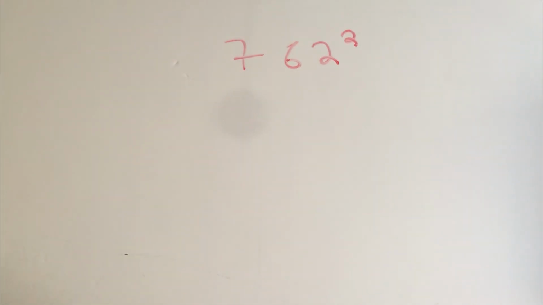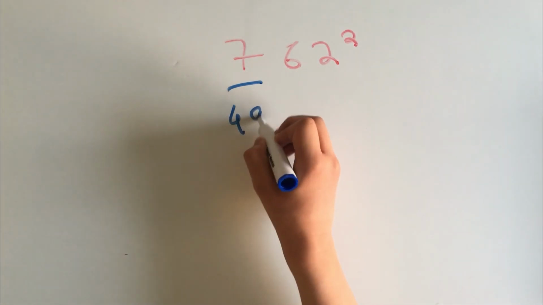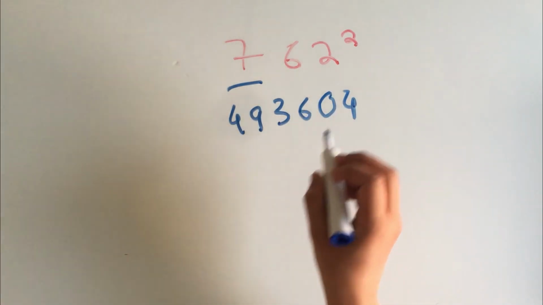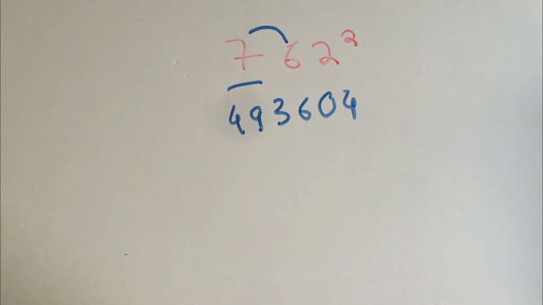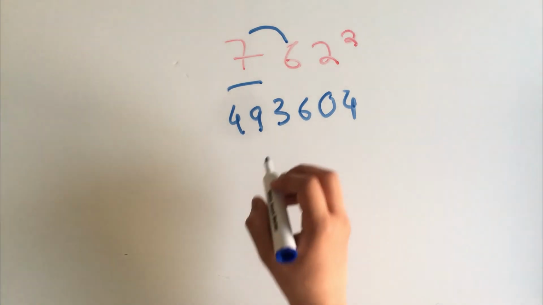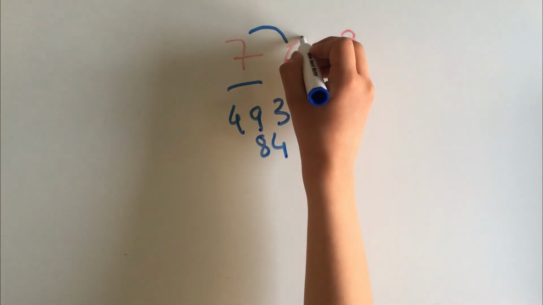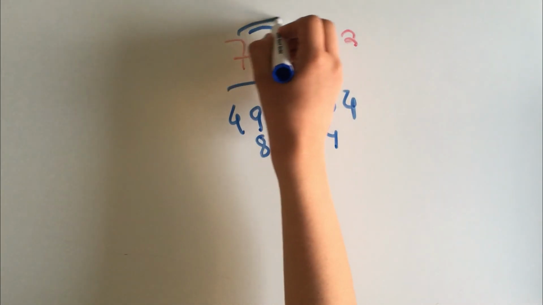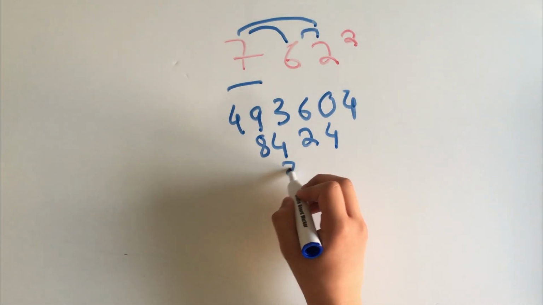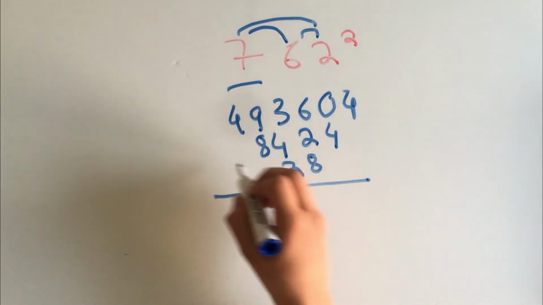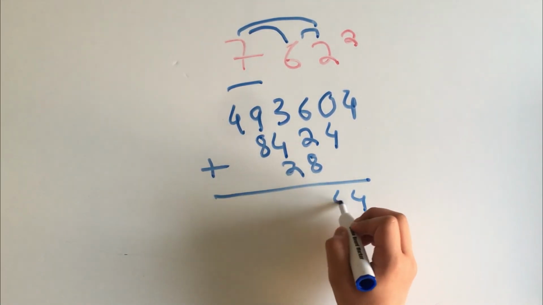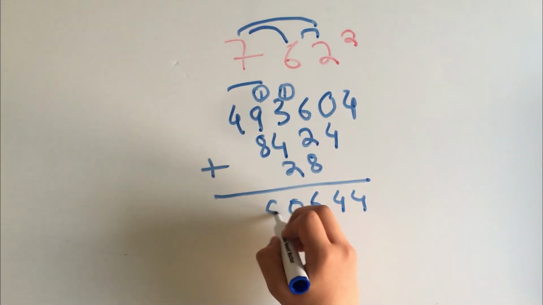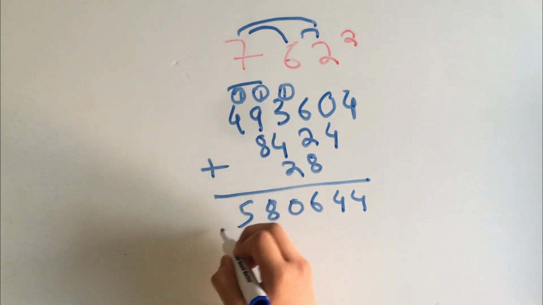So 7 squared would give us 49. 6 squared is 36. 2 squared is 0, 4. Then we multiply 7 and 6, which is 42. 42 times 2 is 84. 6 times 2 is 12. Multiplied by 2 is 24. And 7 times 2 is 14, times 2 is 28. So when we add all of this up, we get 4, 4, 16, 10, 18, and 5.